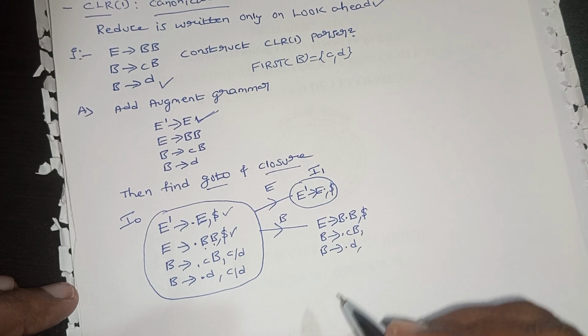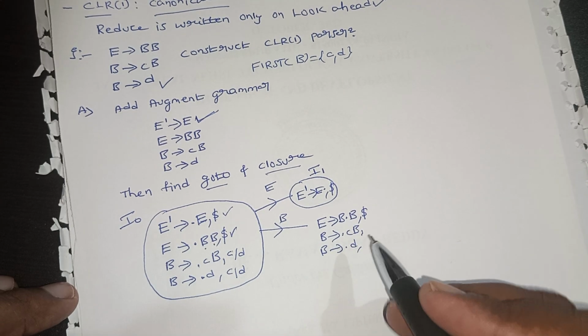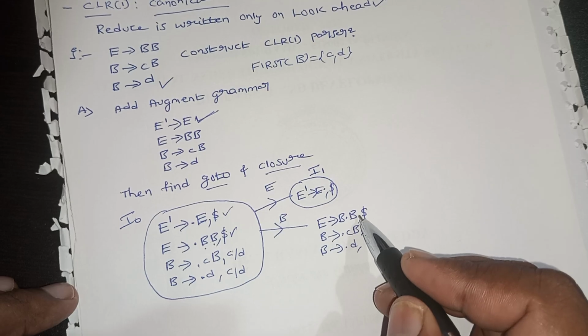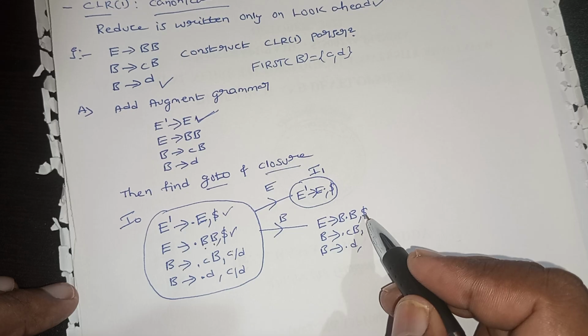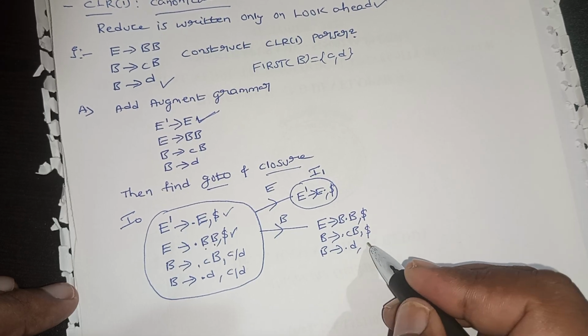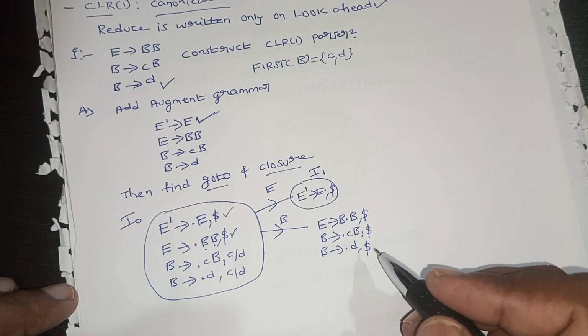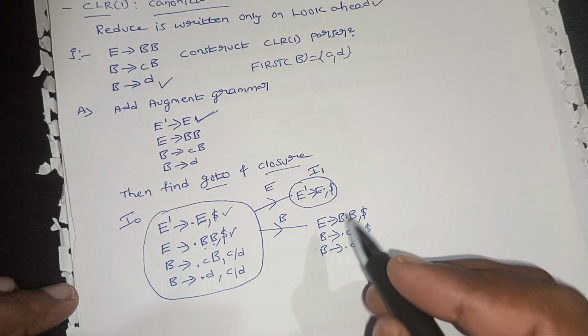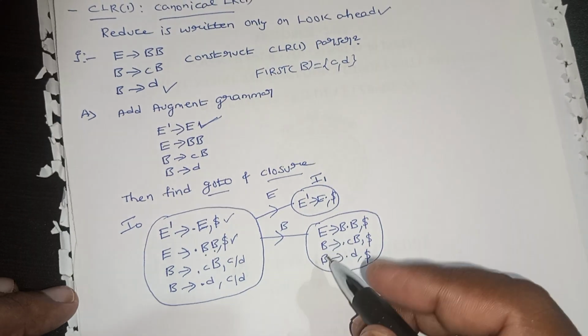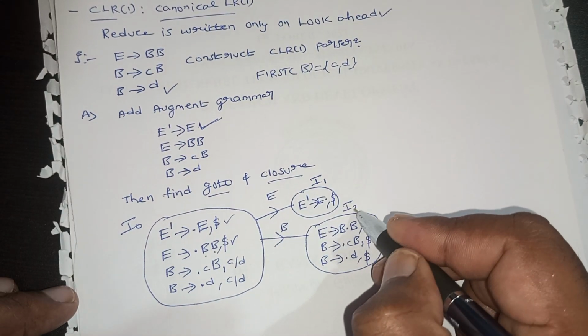Now what are the lookahead symbols I have to add? See, after this B, I don't have any non-terminals. Then what you have to add? Straight away you copy this dollar as the lookahead symbol. Dollar, so dollar. So in this we have to add the lookahead symbols. So name it as I2.